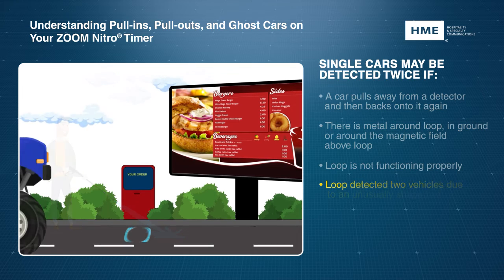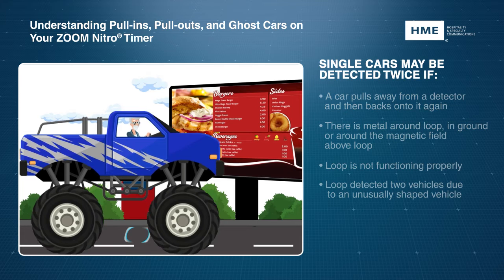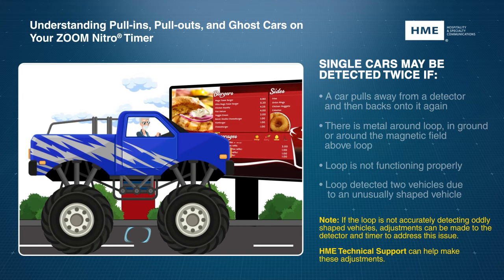The loop detects 2 vehicles because it misinterpreted an unusually shaped vehicle like a lifted truck. Please note that if the loop is not accurately detecting unusually shaped vehicles, such as lifted trucks, adjustments can be made to the detector and timer to address this issue. HME technical support can help make these adjustments.